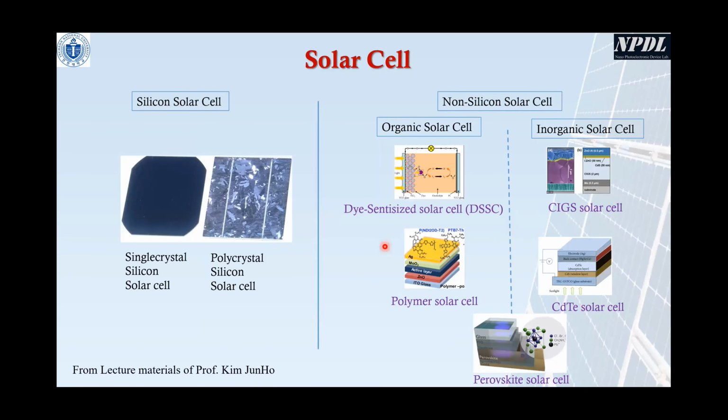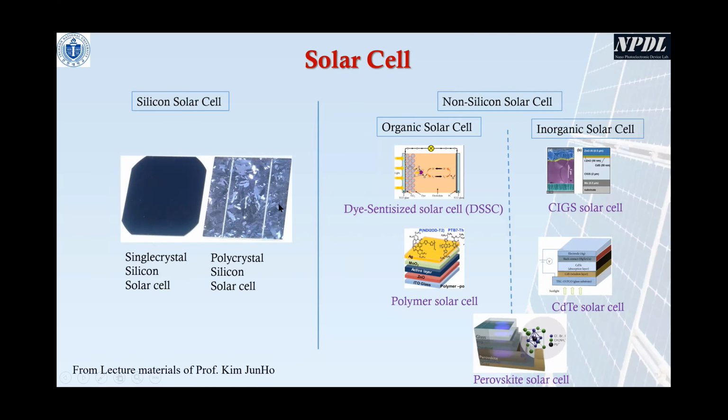So now let's move to the division of solar cells. There are several types of solar cells, but here I want to focus only on silicon solar cells and non-silicon solar cells. Usually silicon solar cells are divided into two types of material. One is single crystalline silicon solar cell, and another is polycrystalline silicon solar cell. Both are silicon solar cells, and their appearance is different because their grain size is different.